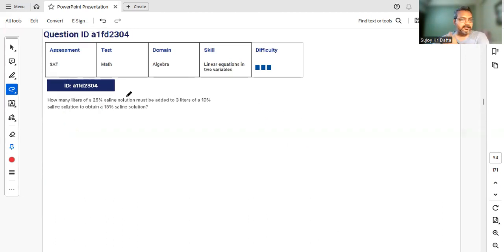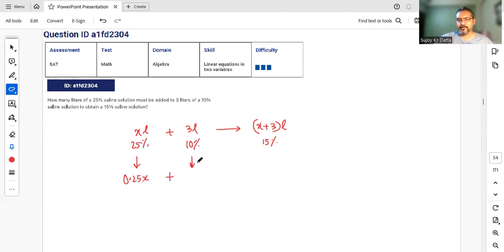This one says how many liters of 25% saline solution? So let's say x liters of 25% saline solution is added to 3 liters of 10% saline solution. That gives you x plus 3 liters, the total volume, and it's given as 15% saline solution. So how much salt do you have here? 25% of x, so 0.25x, plus how much salt do you have here? 10% of 3, so that's 0.1 times 3, equal to how much salt do you have here? 15%, so that's 0.15 times (x plus 3).